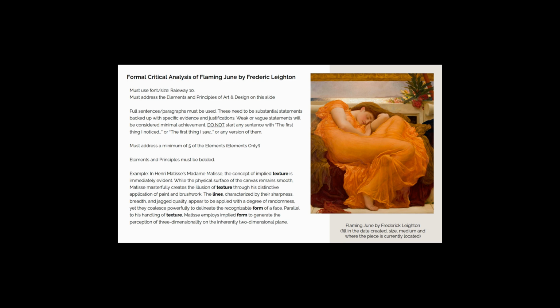Make sure that everything looks cohesive, paragraphs flowing nicely. I don't want to see a giant wall of text. Paragraph returns. Okay? Then what you're going to do is you're going to find those elements of art in your sentences, and you are going to bold them. So in that first sentence of the example, in Henri Matisse's Madame Matisse, the concept of implied texture is immediately evident. Texture is bolded because that is one of the elements of art.